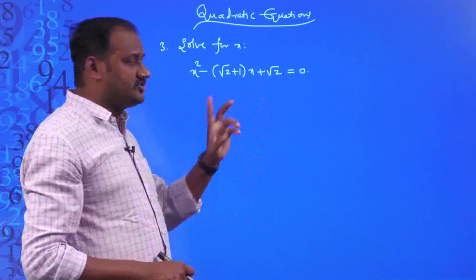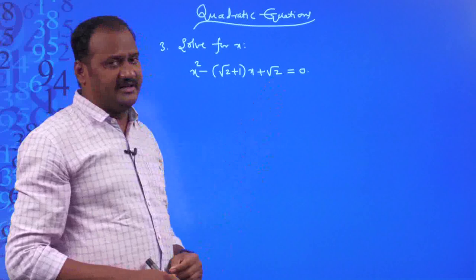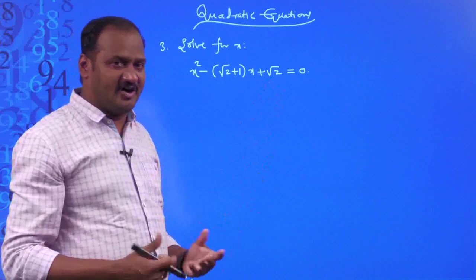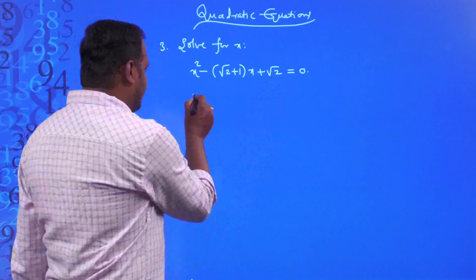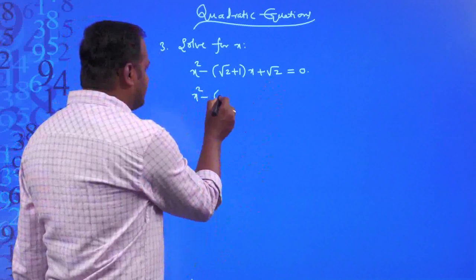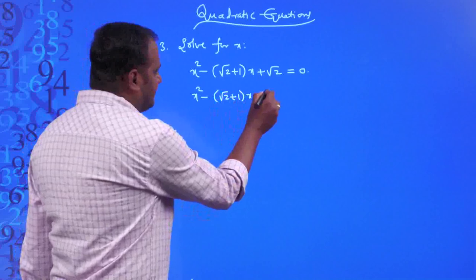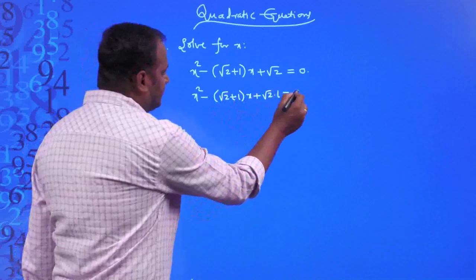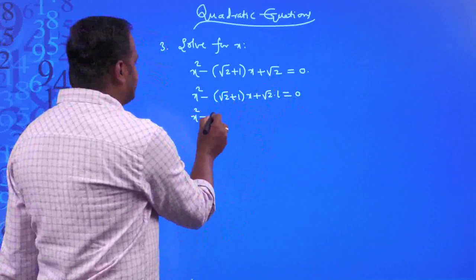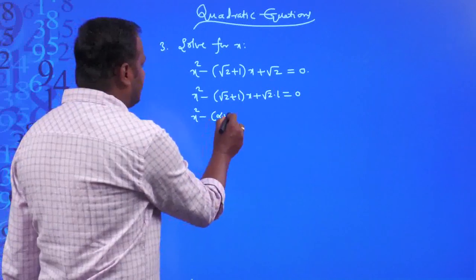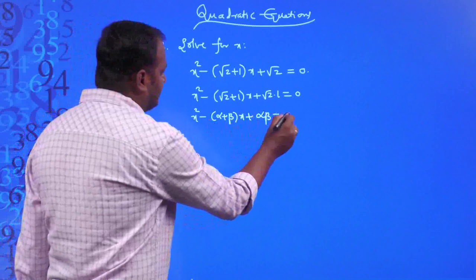If these two are the two zeros, for example, root 2 and 1, then here root 2 into 1 should be there. Obviously, root 2 into 1 is equal to root 2 only, no? Yes. So, you can write it as x square minus of root 2 plus 1 times x plus root 2 into 1 is equal to 0. Is in which form? Is in the form of x square minus of alpha plus beta times x plus alpha into beta is equal to 0.